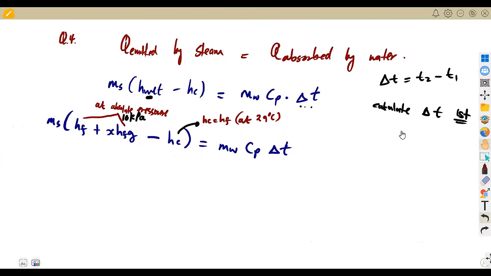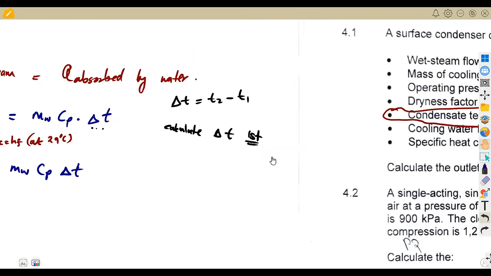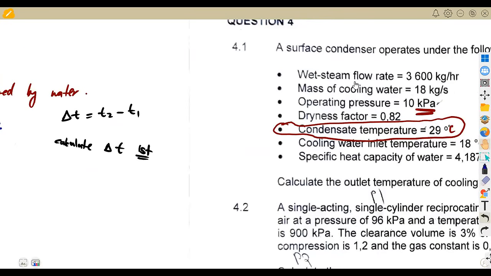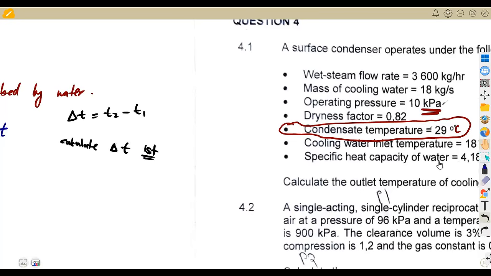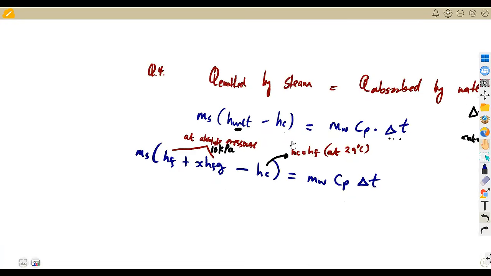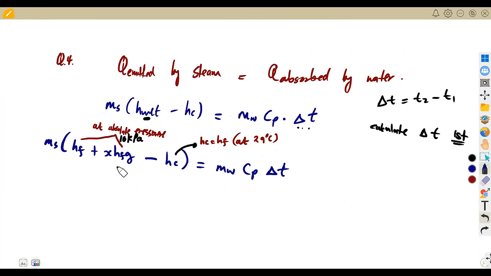Remember, you're supposed to calculate the outlet, which is T2. So let us substitute, because we have everything. We are given here the mass of steam, the wet steam flow rate, which is 3,600 kilograms per hour. So it's going to be 3,600 into HF and HFG at 10 kilopascals. Remember, I said at the absolute pressure, so we need it at 10 kilopascals.